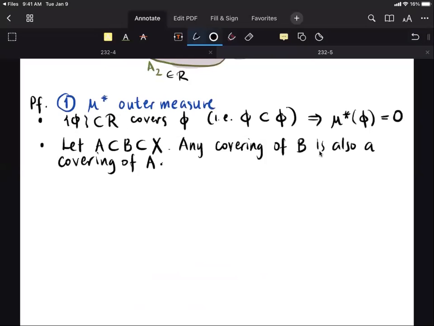By the definition of the infimum, the infimum over a larger set is smaller than or possibly equal to the infimum over the smaller collection. Since there are more coverings of A, we obtain that the outer measure of A is less than or equal to the infimum of the sums of measures of coverings of B. So this is monotonicity. Now let us prove subadditivity.